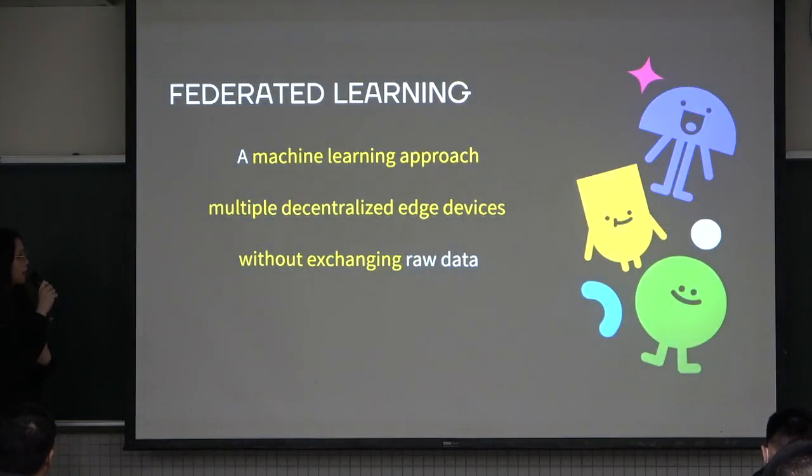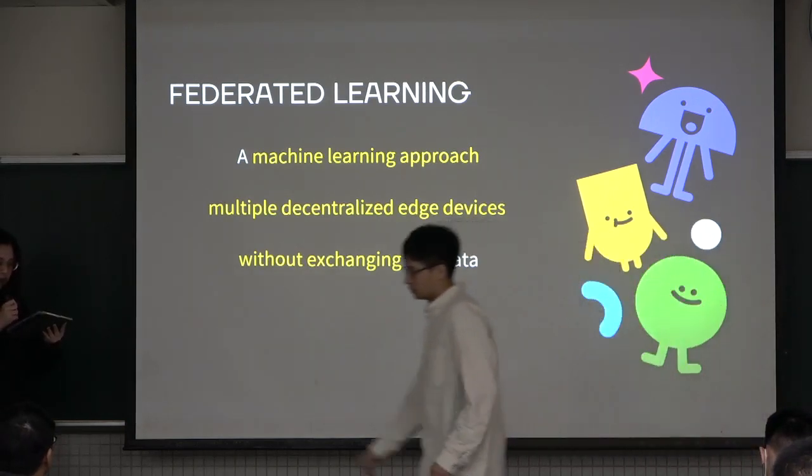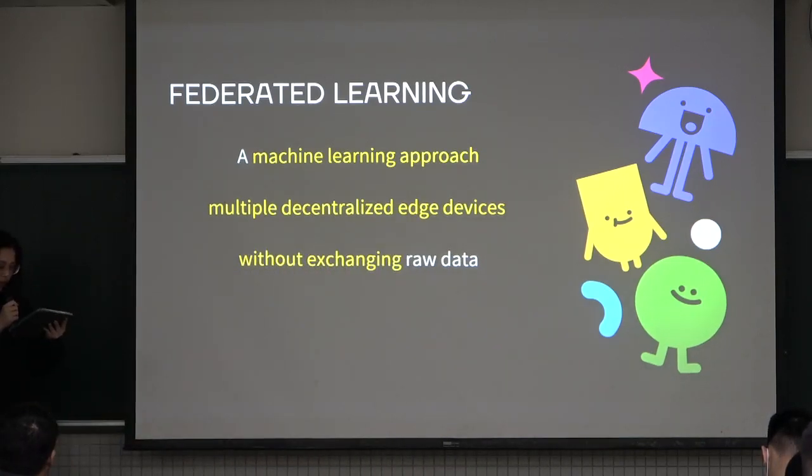Federated learning is a machine learning approach. It can be based on multiple decentralized edge devices. In many scenarios, especially with sensitive data, privacy is a huge concern. Federated learning allows the training of a model directly on user devices without the need of sharing raw data, which can deal with the privacy issue associated with centralized data storage.